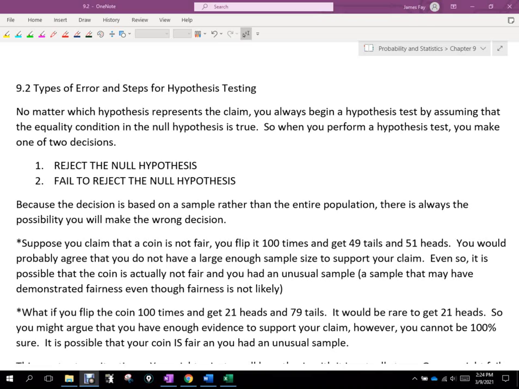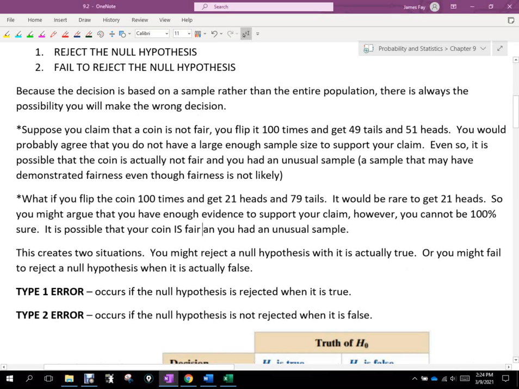The seriousness of those 2 errors might be different, though, and that's something we're going to get into here in a little bit. So it said because the decision is based on a sample rather than the entire population, there's always a possibility you will make the wrong decision.